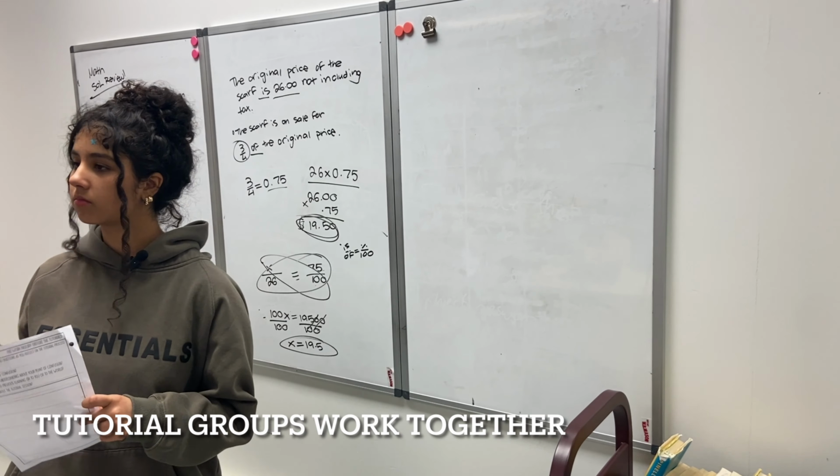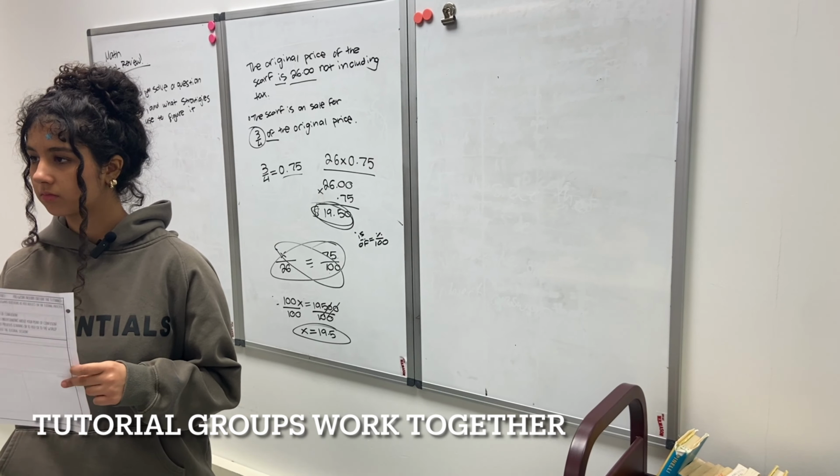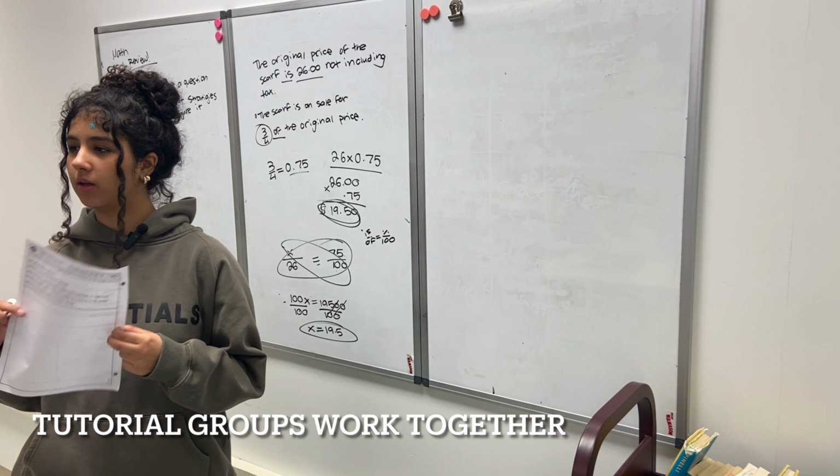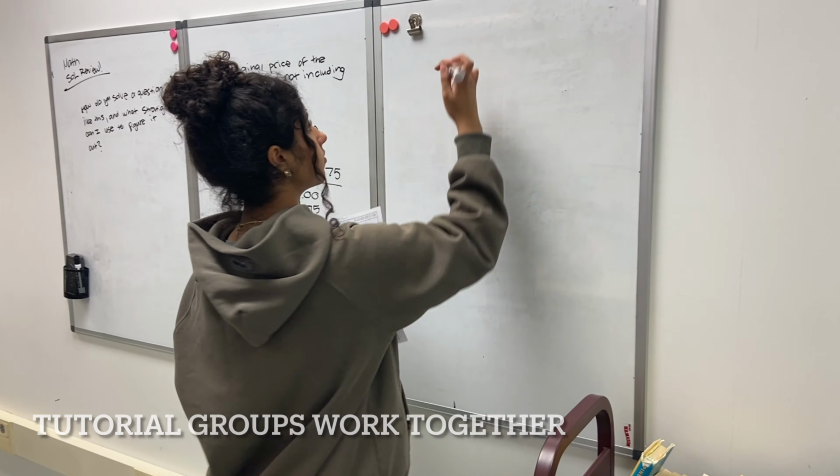And the key word for multiplication was what? The key word for multiplication was what? Remember when we looked? Of, right? That means to multiply.